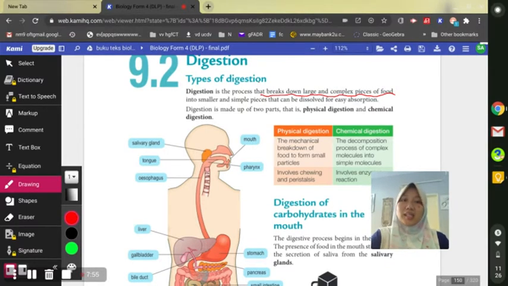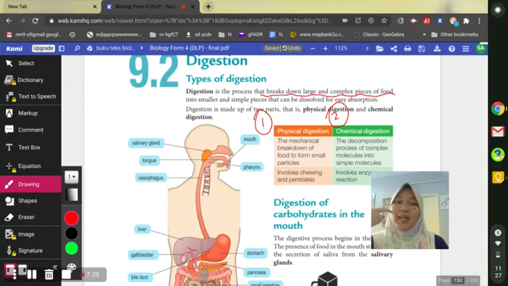So digestion is made up of two parts. The first part is physical digestion, and the second part is chemical digestion. Physical digestion is the mechanical breakdown of food to form small particles. It involves chewing and peristalsis. What is peristalsis? I will explain later on. Chewing and peristalsis, that's physical digestion.